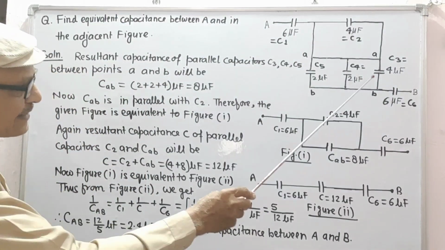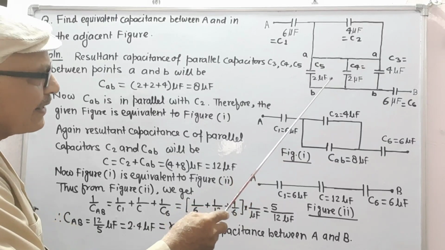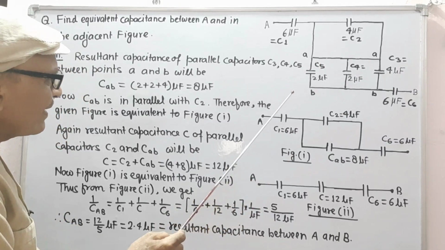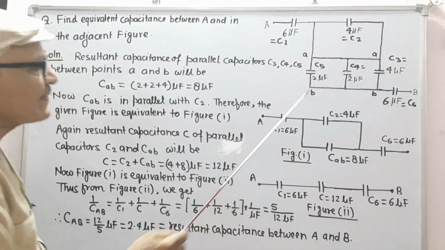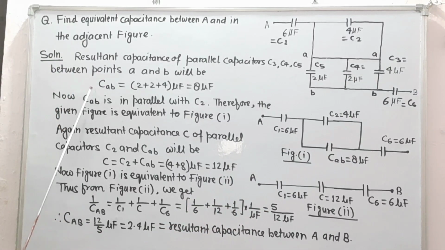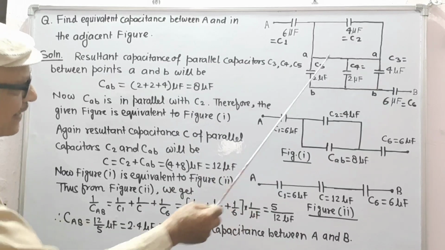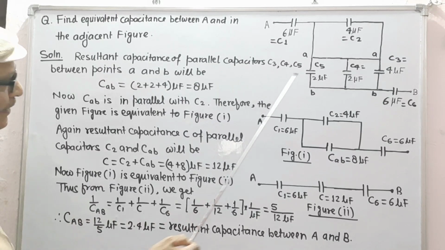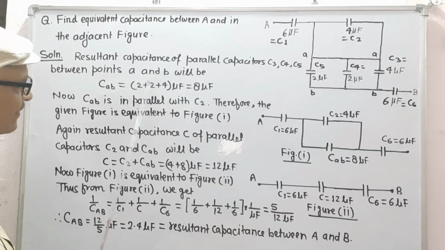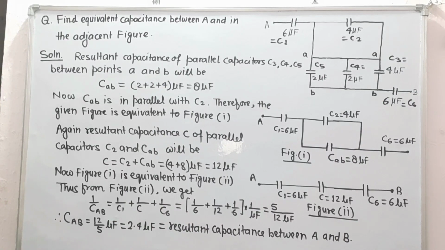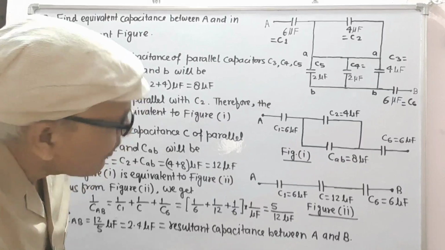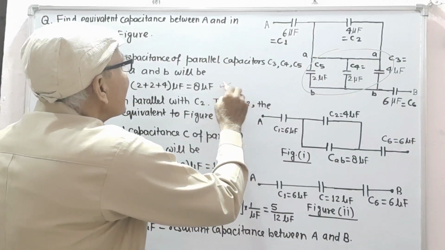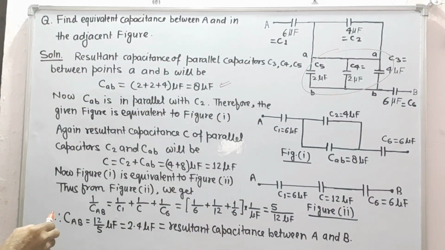Now, capacitors C3, C4 and C5 are in parallel. Therefore, their resultant will be the direct sum of these 3 capacitors. The resultant capacitance of parallel capacitors between A and B may be denoted by the symbol CAB, which will be 2 plus 2 plus 4, that is 8 microfarad. Now, these 3 capacitors give equivalent capacitance CAB equal to 8 microfarad.